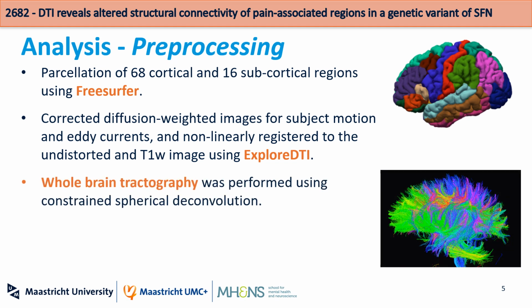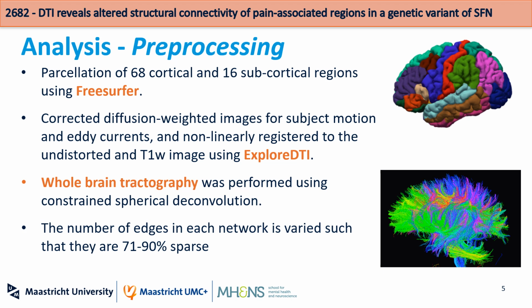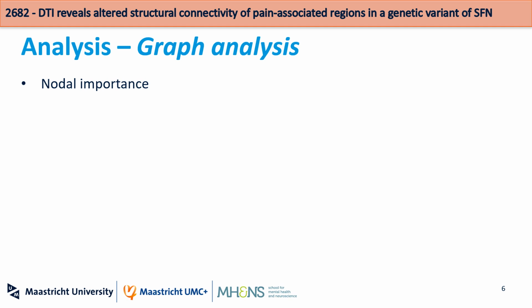Next, we performed whole brain tractography using constrained spherical deconvolution. To then define the brain network, we used the aforementioned regions of interest as nodes in the network and calculated the tracks between those nodes, those regions. To make sure that our graph analysis is not based on the number of connections that exist in a certain patient, we made sure that we only compared networks with equal connections, or in other words, that the networks are equally sparse. To quantify our graphs, we used measures of nodal importance.